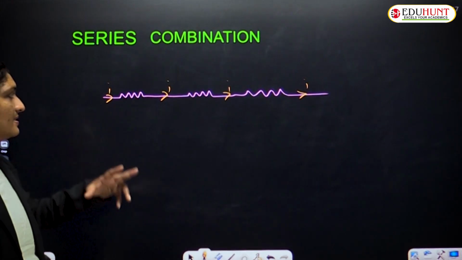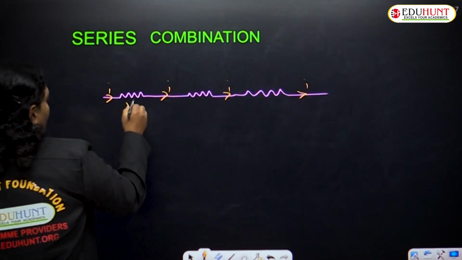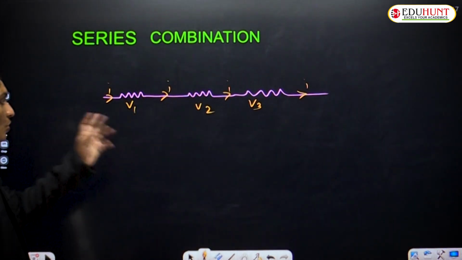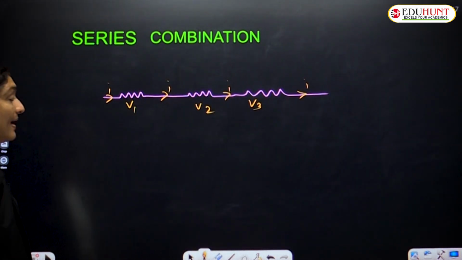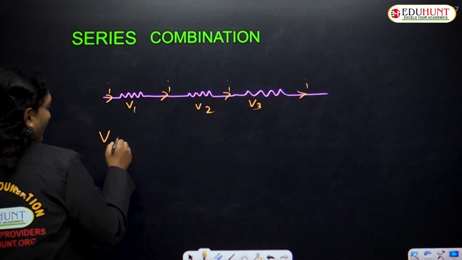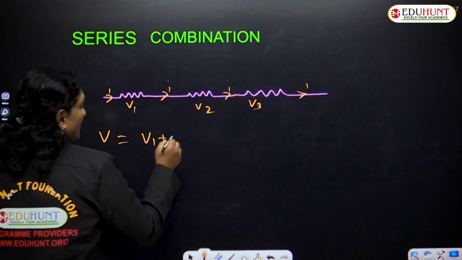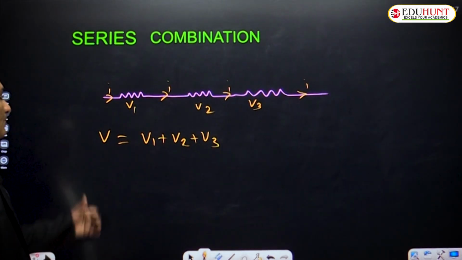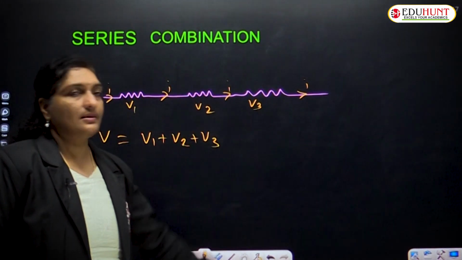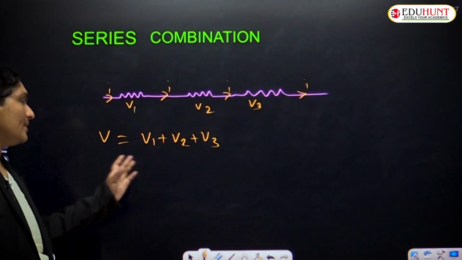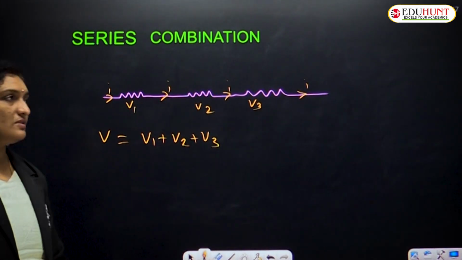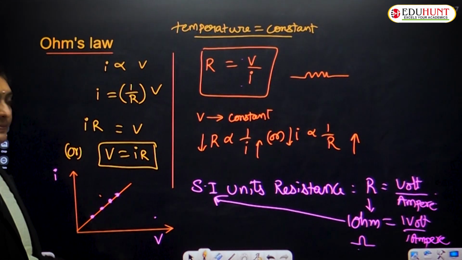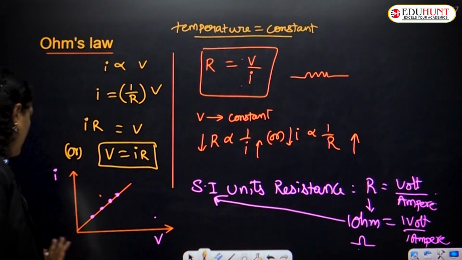Well, so as I said, the potential will be different here, maybe some V1, V2 and V3. Then the total potential difference applied across all the series resistors is given by V equals V1 plus V2 plus V3. But we know that V is equal to IR, so V can be written as IR.